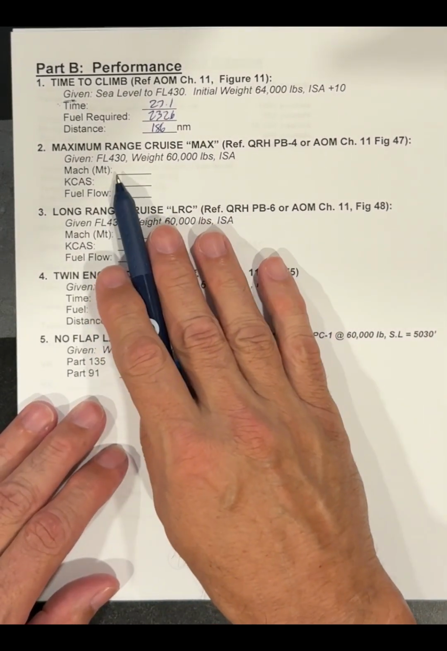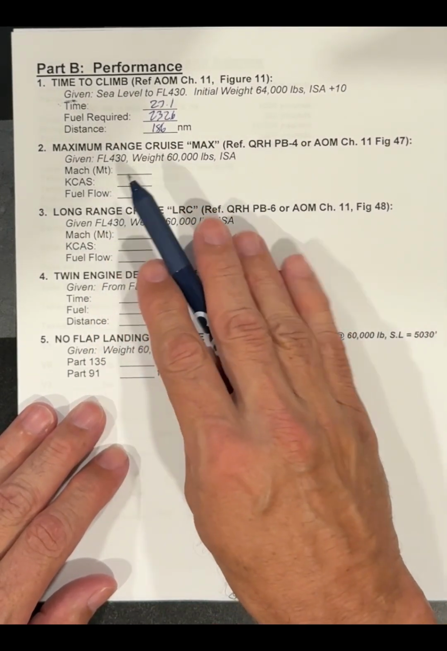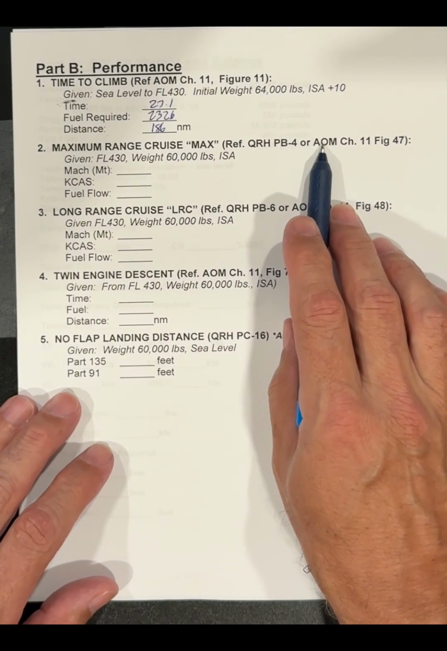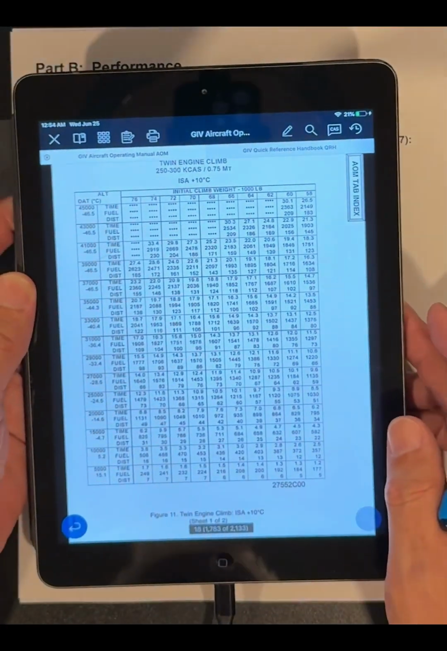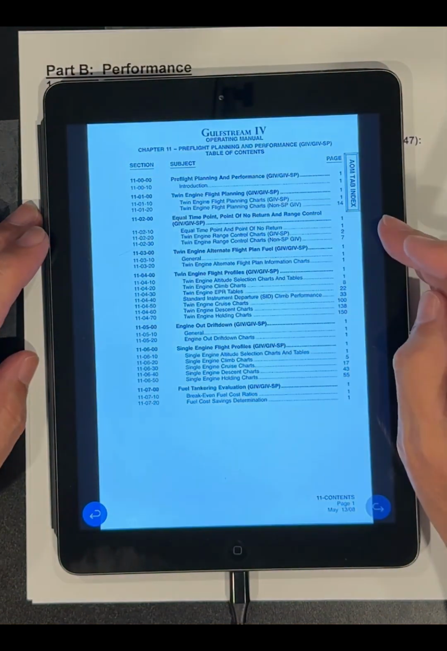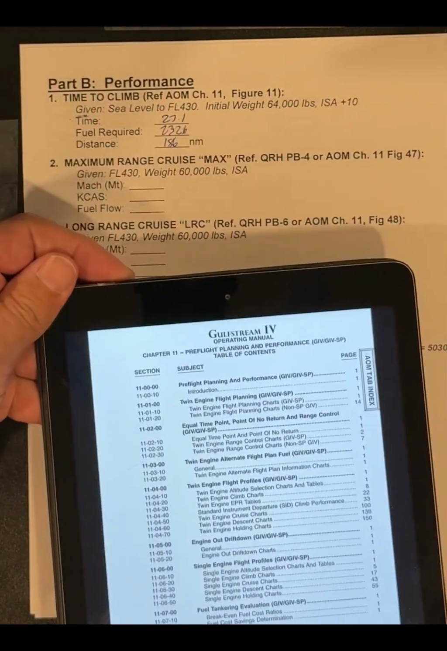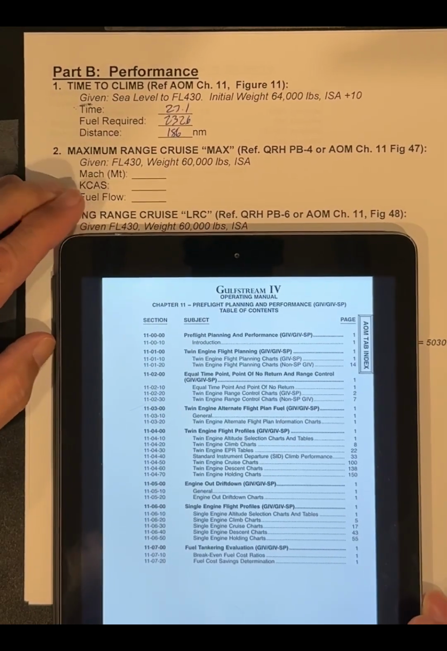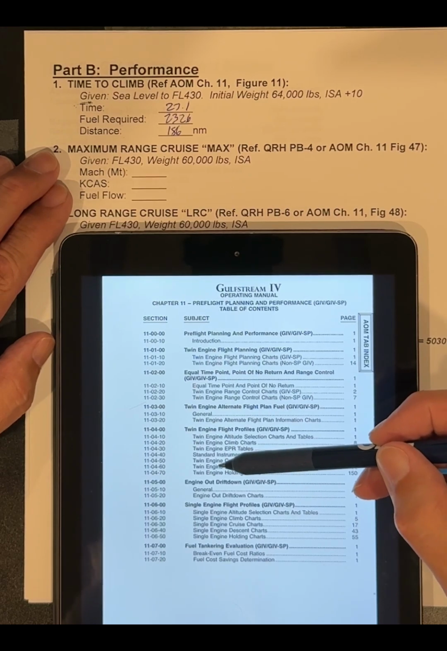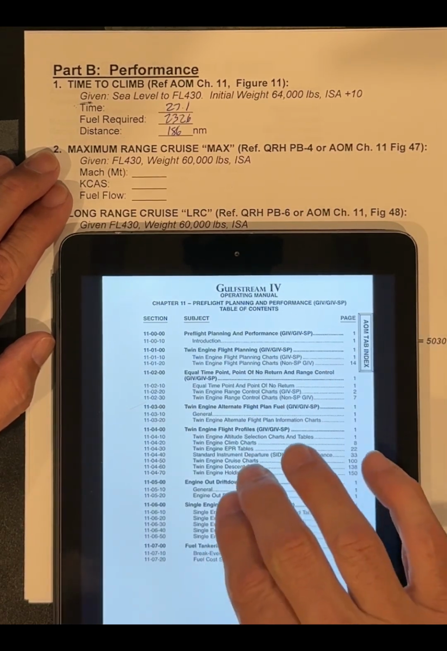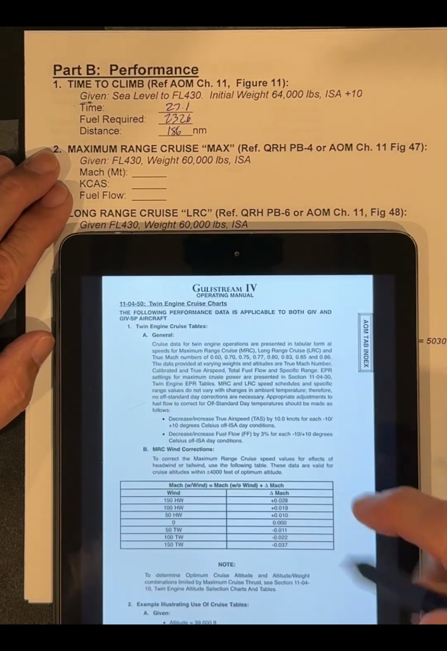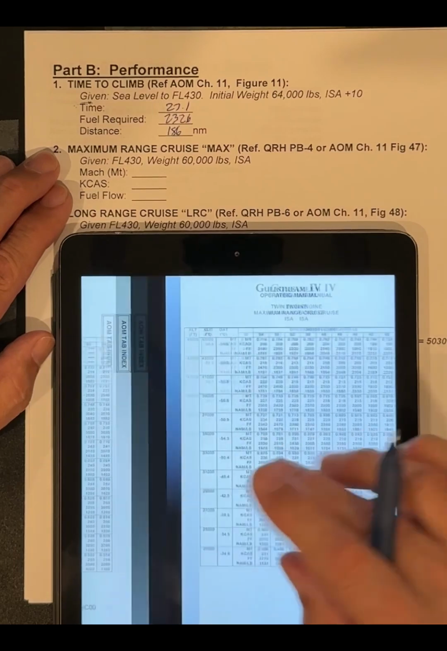Next thing we're looking for is the maximum range cruise. Now we can look into the QRH here, or we can go to the airplane operating manual. If you want to find it through the airplane operating manual, let's go back to the normal tab, back to chapter 11. We are looking for maximum range cruise. We go down here, it says twin engine cruise charts. Twin engine cruise charts, we will click that, and we will see maximum range cruise.